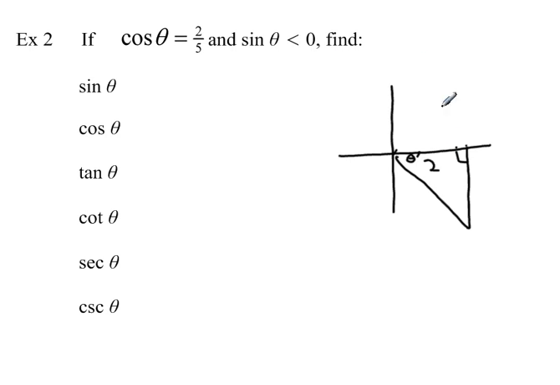And now let me try to label the sides of this triangle. So cosine, adjacent over hypotenuse, is 2 over 5. Using the Pythagorean theorem, we can find this quantity here is square root of 21, but since it goes downward, it's negative square root of 21. And again, that's the tough part. Coming up with these 6 answers is relatively simple once we have that.